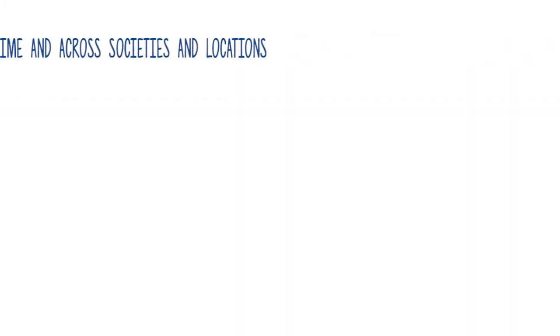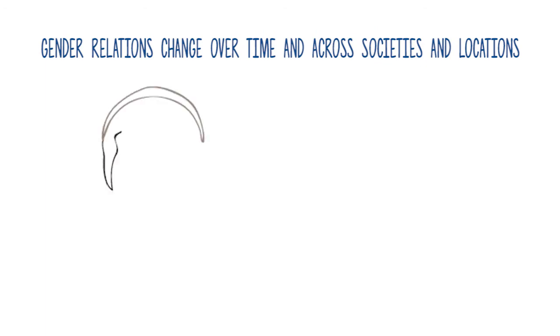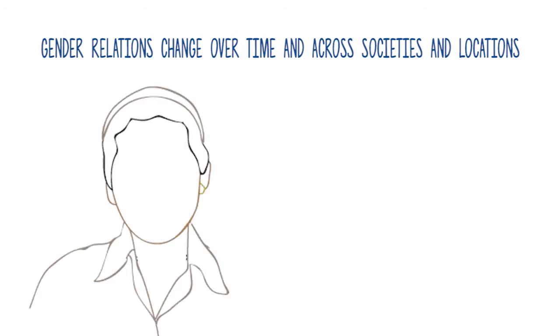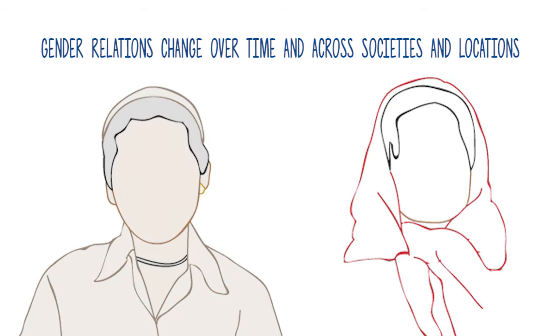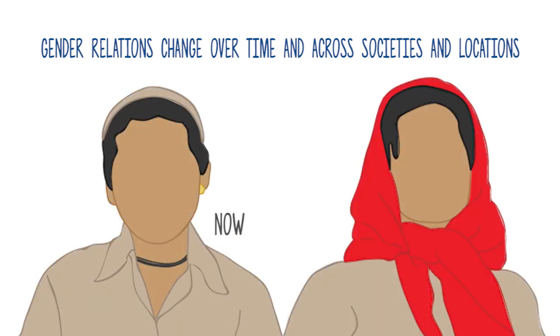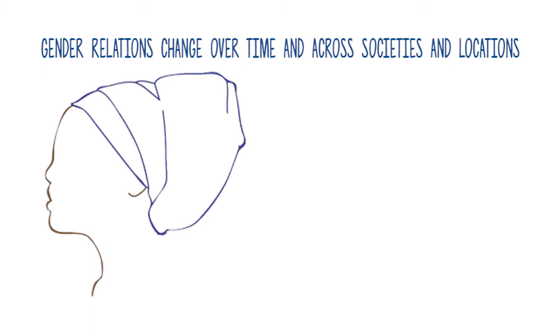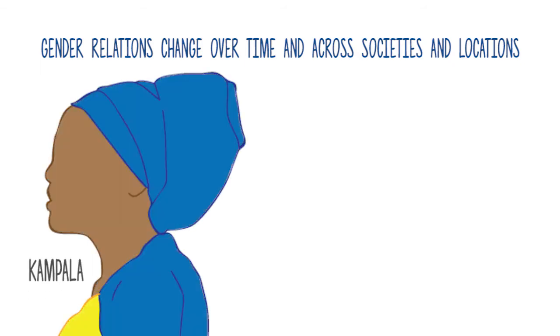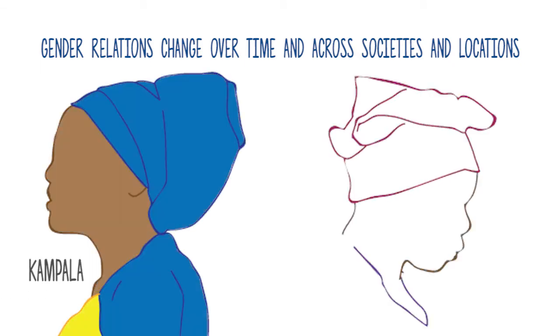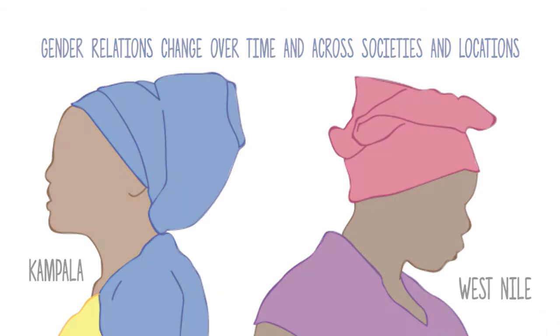Remember that gender relations change over time and across societies and locations. For example, it is different to be a woman in Cambodia now than it was in 1960. Within Uganda, it is different to be a woman in Kampala, which is in the central part of Uganda, than to be a woman in the West Nile region.